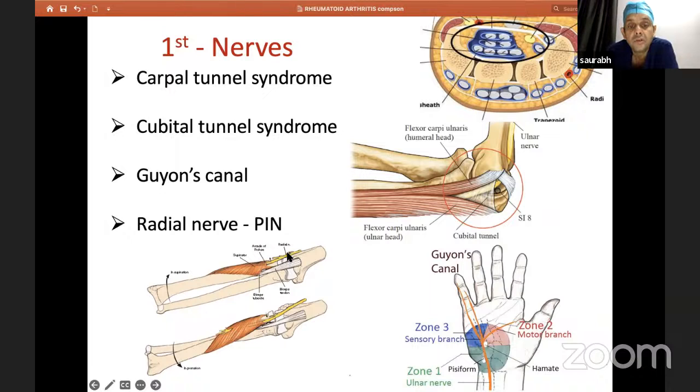Radial nerve, so this time the culprit is the radiocapitellar synovitis in this area. So again, that's why the PIN will get involved. So again, an ultrasound or an MRI, and then if you're sure of the diagnosis, then deal with the radiocapitellar synovitis. Otherwise, you can do a PIN release in the supinator muscle through a Henry's type of approach.